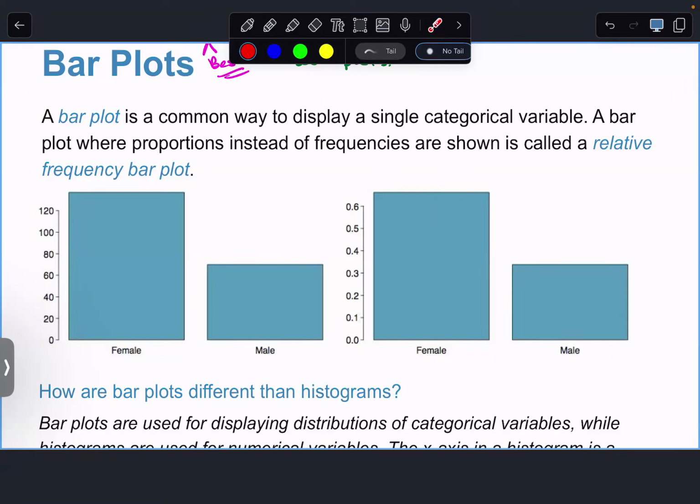How are these different than histograms? Well, now I have these categories on the x-axis, whereas for histograms, we had numerical data. So then I had a number line that I just put my bars on, right?